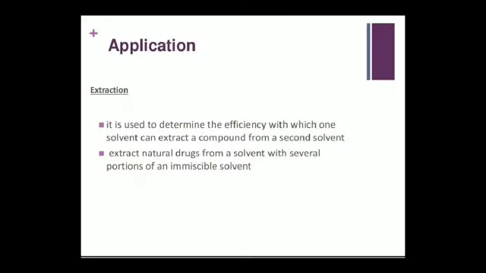Extraction. It is used to determine the efficiency with which one solvent can extract a chemical compound from a second solvent. So, for extraction of natural drugs from the solvent, several portions of immiscible solvent can be added. This extraction process is used for separation, and the process is frequently used in pharmaceutical sciences.